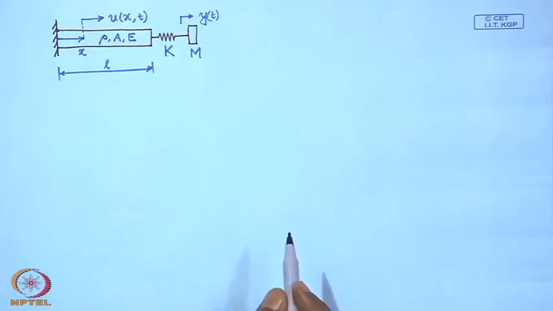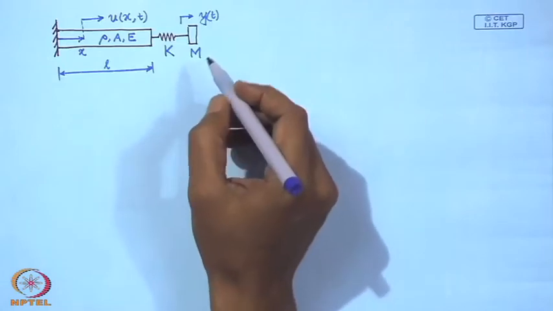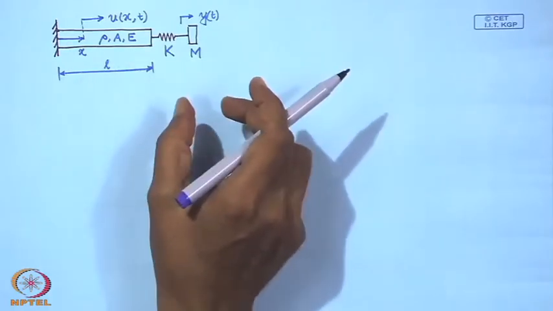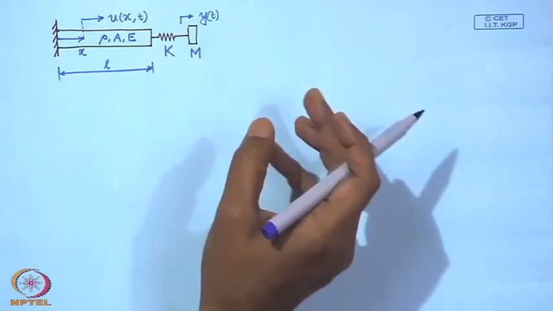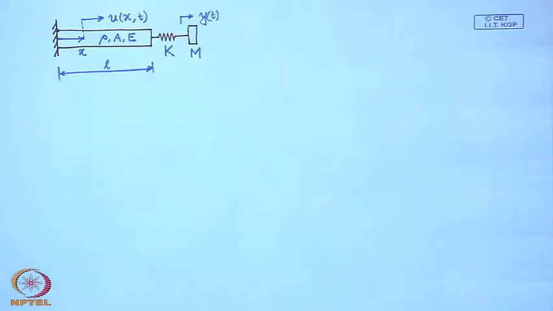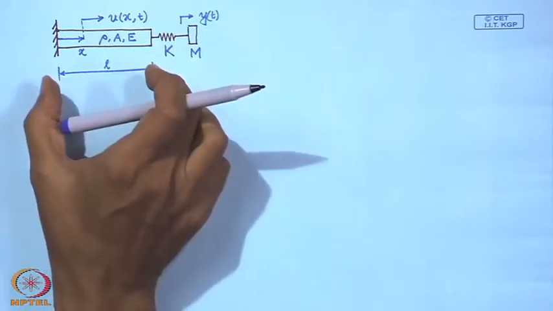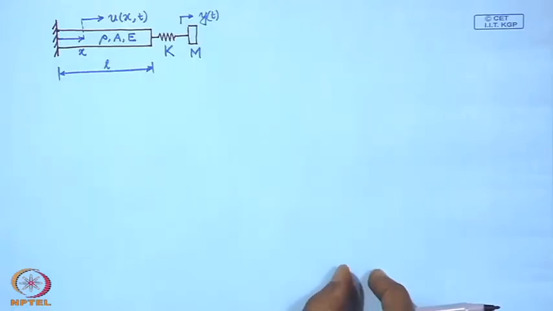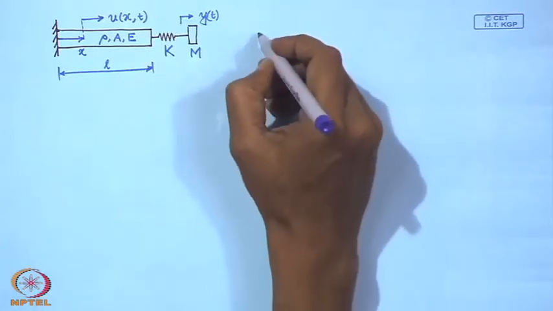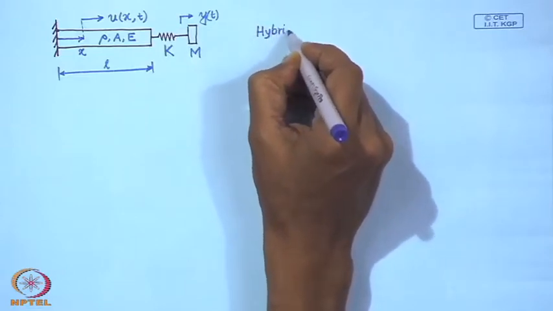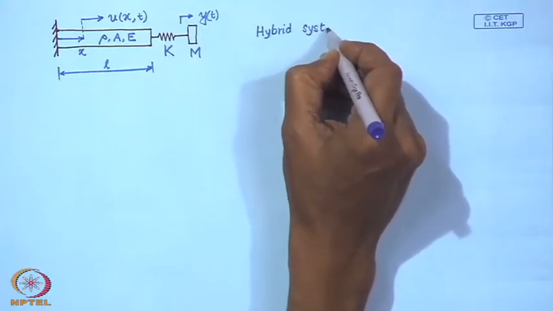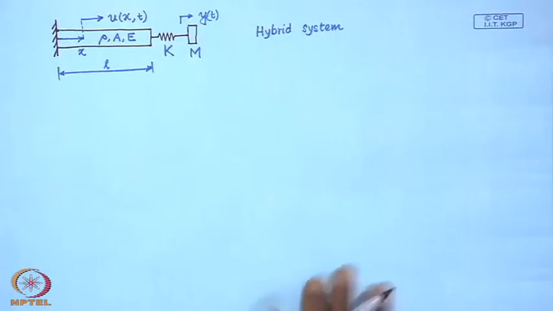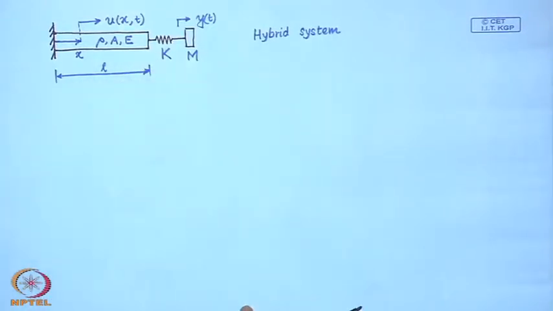This kind of system is quite common when we have to put absorbers, for example, on a vibrating continuous system or a vibrating structure. So, this example is one such system in which we have a continuous system which is a bar in axial vibration with a discrete oscillator attached. So, we will call them hybrid systems, because we have both continuous as well as discrete systems in this example.